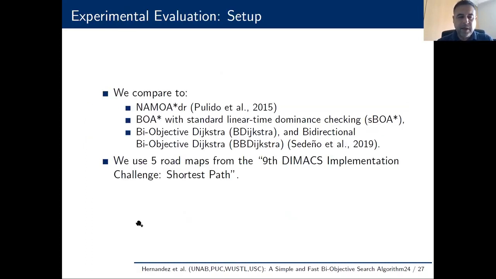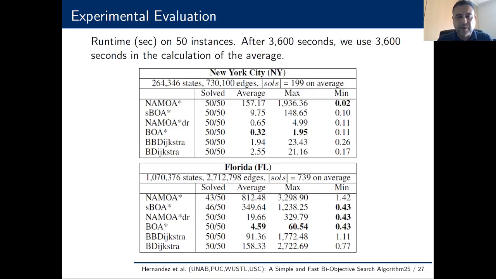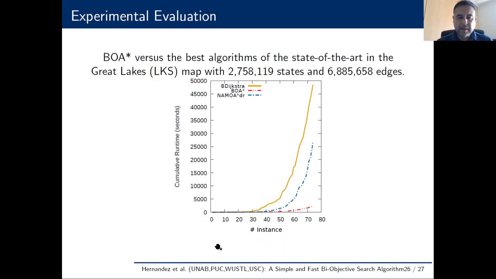We compare the algorithm with the state-of-the-art algorithms, and we use 5 roadmaps from the DIMACS benchmark. Here you see the results for New York and Florida. The roadmap of Florida is around 4 times bigger than the roadmap of New York, and on average, you can see that BOA* is the best performing algorithm, and it solves all the problems. In a bigger map, you can see here the instances are sorted by difficulty, and when the instance is more difficult, we scale better than the other algorithms.